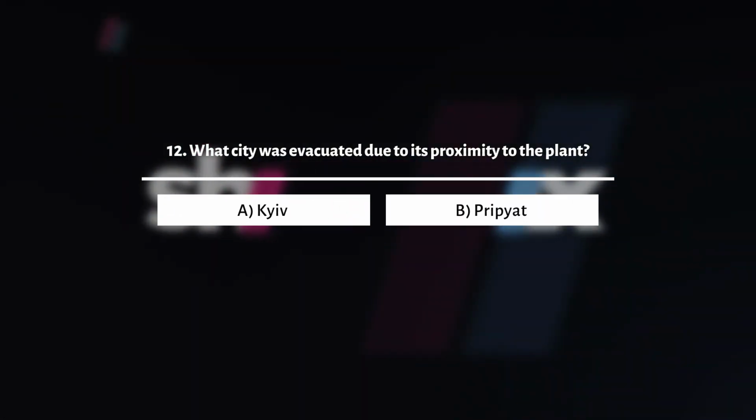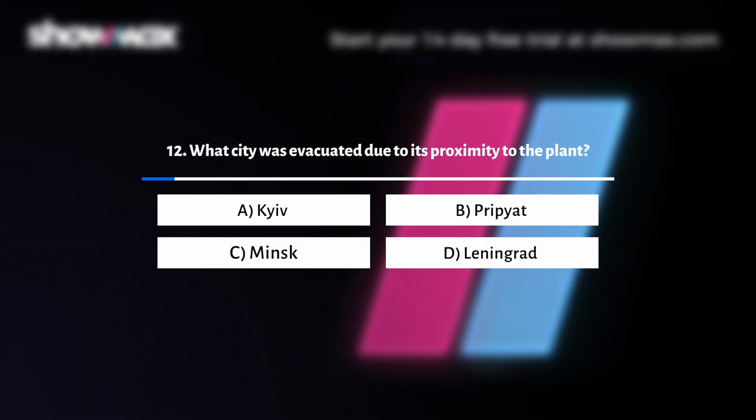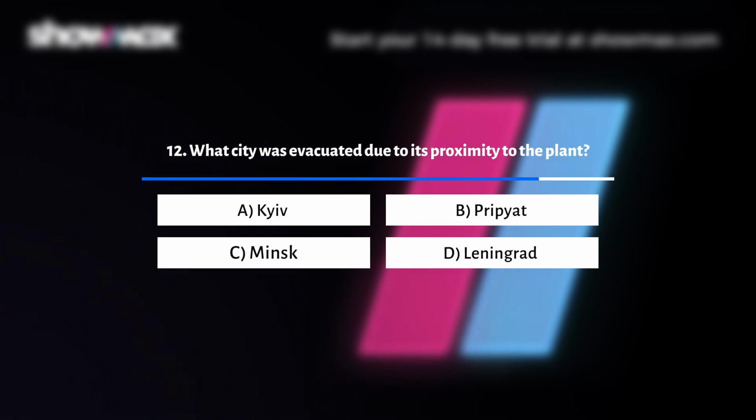A. Kyiv. B. Pripyat. C. Minsk, D. Leningrad. Correct answer, Pripyat. 13. What major European country detected radiation from Chernobyl first?